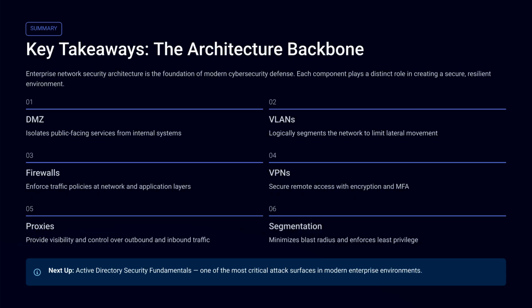In summary, enterprise network security architecture is the foundation of modern defense. DMZs isolate services, VLANs segment the network, firewalls enforce policies, VPNs secure remote access, proxies provide control, and segmentation minimizes blast radius. Up next, we'll cover Active Directory security fundamentals.